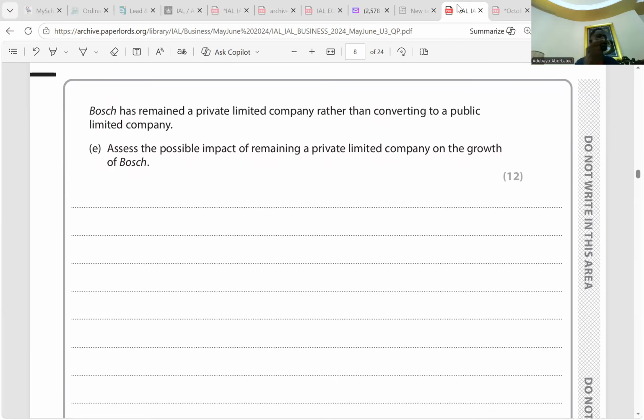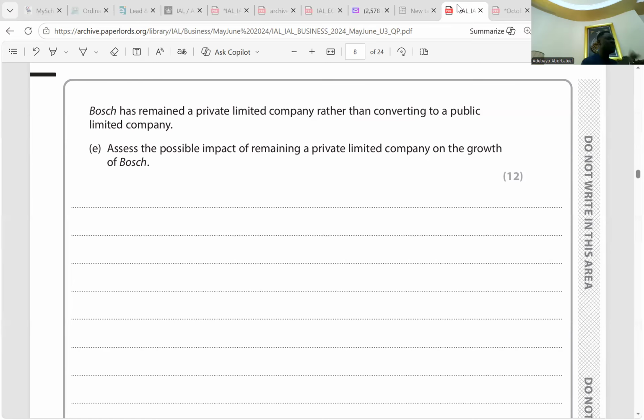So question E is about private limited company. They said, assess the possible impact of remaining a private limited company for Bosch. A private limited company is a company whose shares are sold within friends and family. That makes it a private limited company. Shareholders of Bosch include family and a charitable foundation. This is an indication that the control of the business cannot be lost to outsiders.